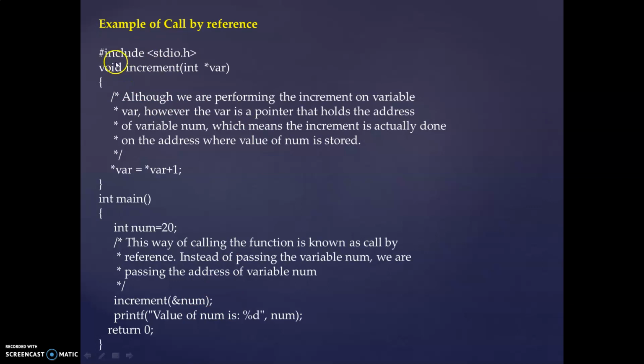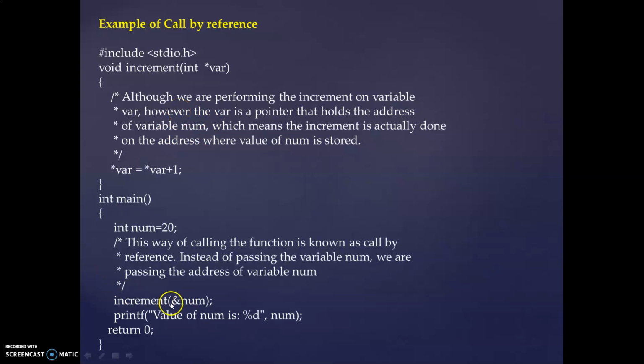In the increment function, it has a return type void. That means no return type is there, and I am passing an integer type variable. It is called data type. It is called pointer. It is called var. var is an integer pointer variable. Clear? In the previous one var is an actual parameter, here also var is an actual parameter, but here var is an integer pointer variable because it will point to the address of another variable. So here, although we are performing the increment on a variable, the var is a pointer, it holds the address of variable num.